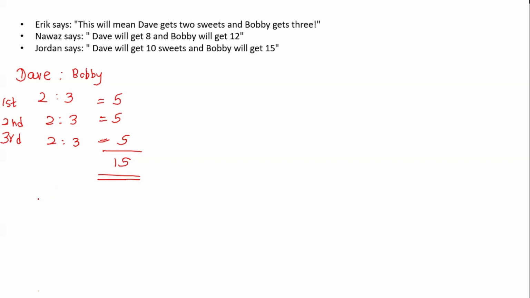Let me write it again. It's Dave and Bobby. Dave is going to have 2 parts and Bobby is going to have 3 parts. If you add them together, you can find the total number of parts. So it is 5 parts.